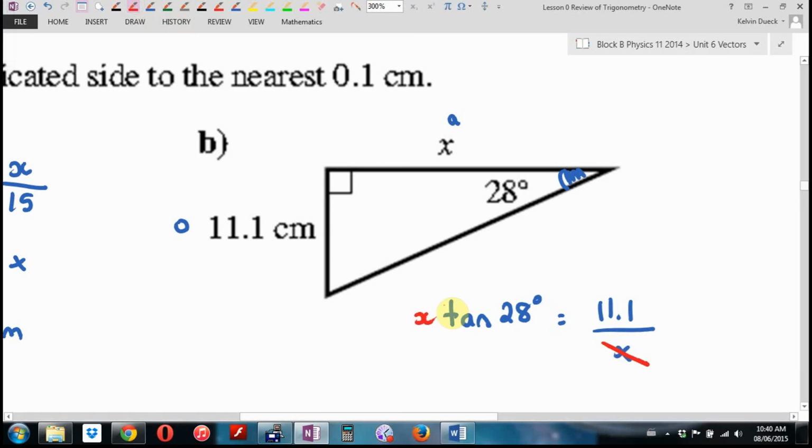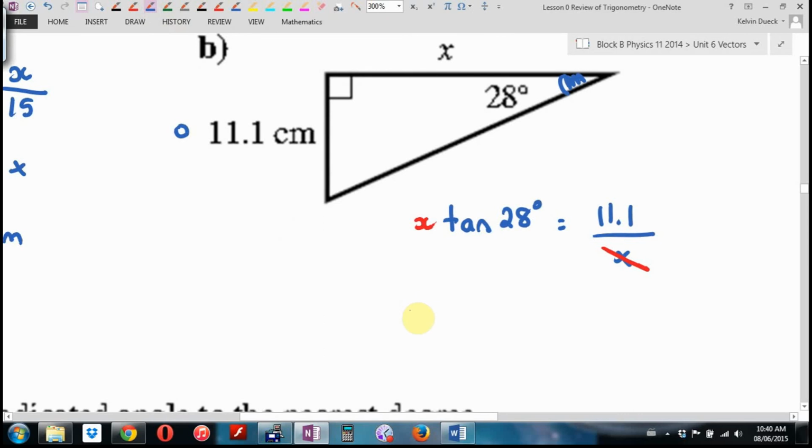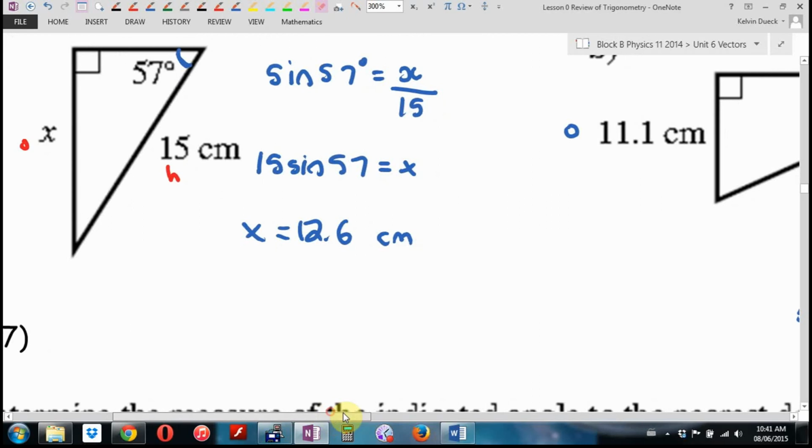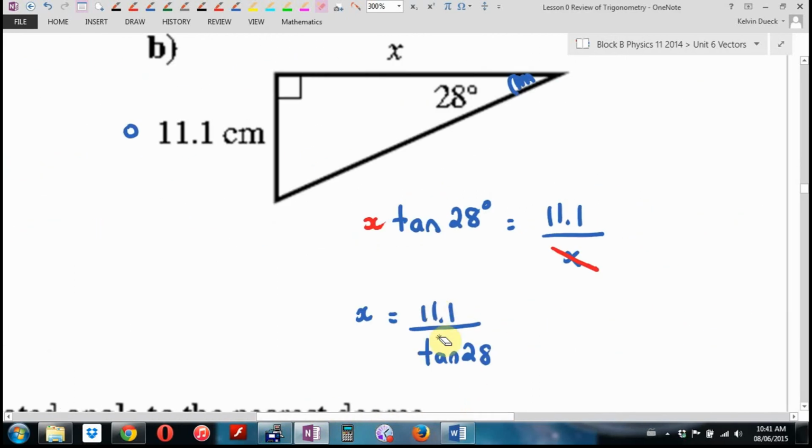And why is that so much nicer? What's happening right here between the x and the tangent? Timesing. So how will I move the tangent over? So if I hear you correctly, x is going to be 11.1 over tan 28. And these are going to be the two main types of trig equations you're going to get. You're either going to end up, like in this one, going the side times the trig function, or like in this one, going the side divided by the trig function. Those are the only two possibilities.